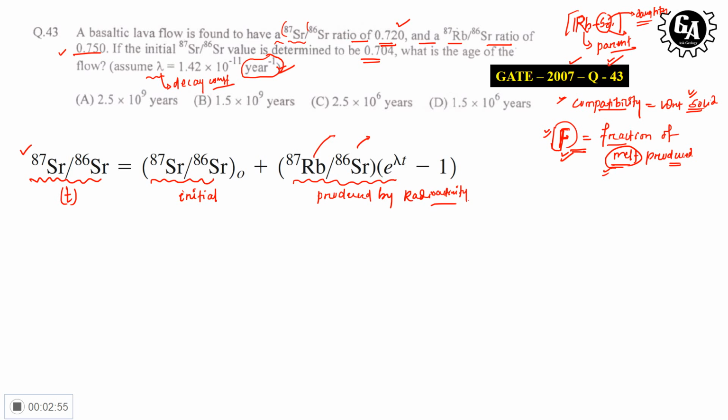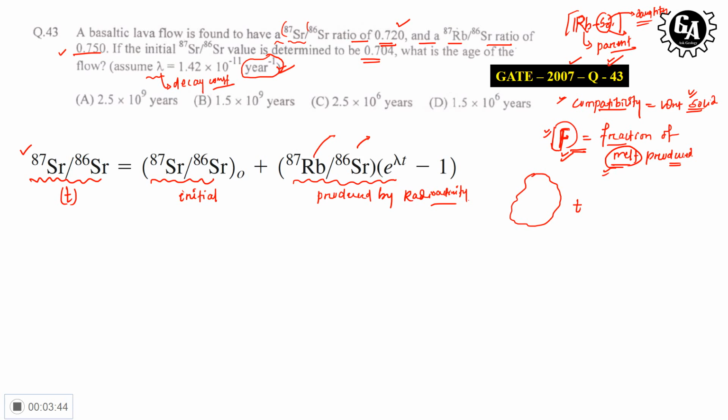What this equation tries to tell us is that if this is a rock with many minerals, and some minerals are capable of retaining rubidium and strontium, then at present time t, if we want to calculate the strontium present within this rock, the total amount of strontium will be the summation of the initial strontium present and the radiogenic strontium produced by the decay of rubidium.